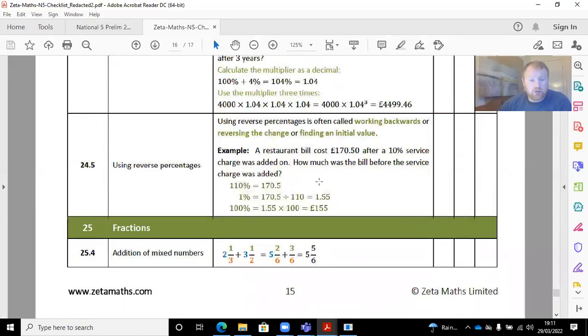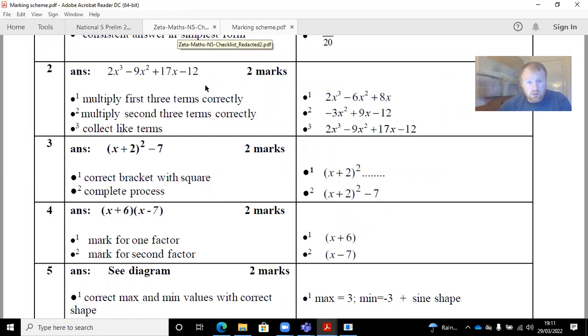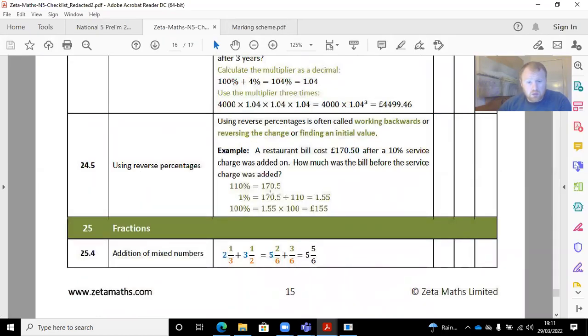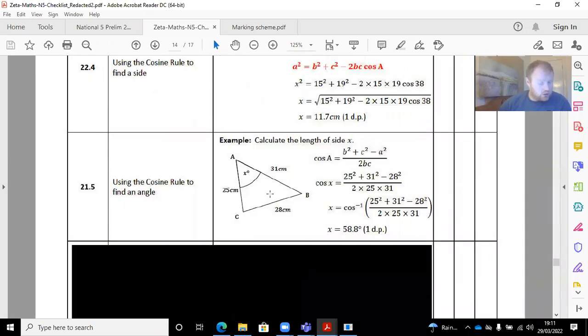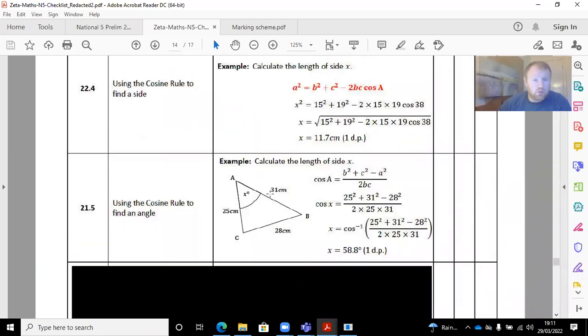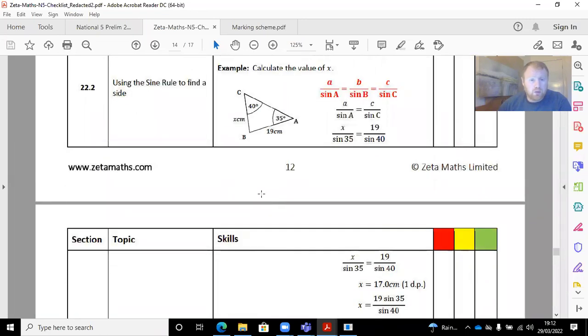Okay, what section was that? Triangles is a big section. Triangles, triangles, triangles. Section 22.2. Okay, 22.2.